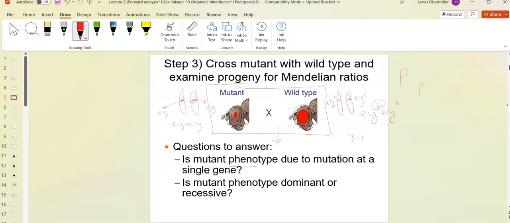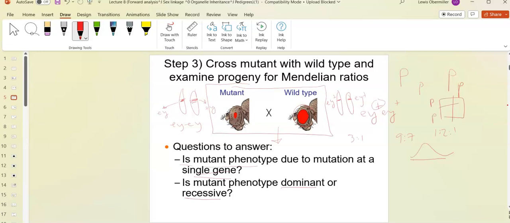We don't want anything weird like 9-to-7 or 1-to-2-to-1 or this wide range of phenotypes, because then that would tell us that it's not a single gene. And then we've got to find out, is this a dominant mutation or a recessive mutation? If it's recessive, just like in Mendel's world, we'd cross these and we could do the Punnett square.